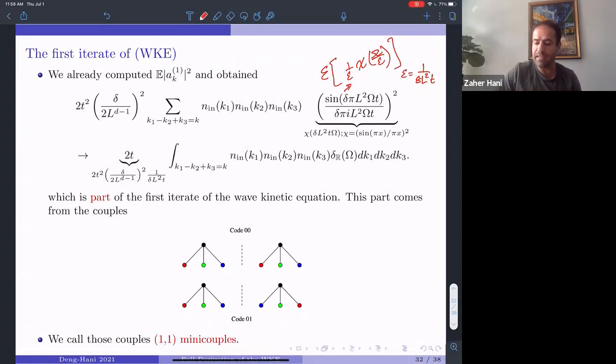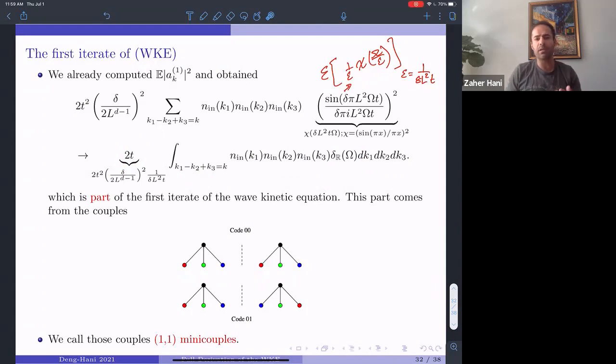If we think of this as an approximation of identity, then as epsilon goes to 0, or as L goes to infinity, you get a delta function in the omega. This is where you get the delta function in the wave kinetic equation. And you get essentially the first iterate of the wave kinetic equation, T times the first iterate. Actually, it is not the full first iterate; it is part of the first iterate of the wave kinetic equation.